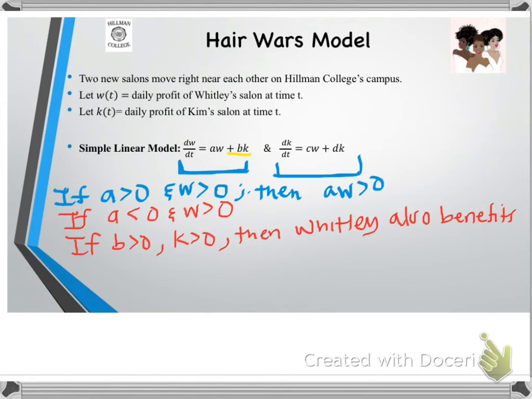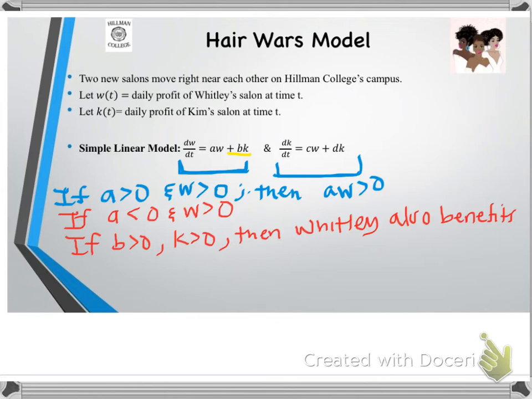for the rate of change. Remember, we're still looking at dW over dt, the rate of change of Whitley's profit. And so if B is greater than 0 and K is greater than 0, then Whitley is also benefiting from Kim's benefit. So maybe there's some type of commission going on because maybe they came from Whitley's salon or she recommended it, something going on where she's benefiting from Kim's profits. Okay, I hope that makes sense.